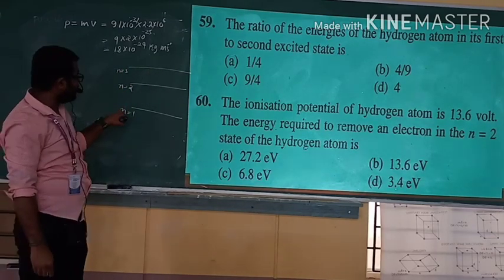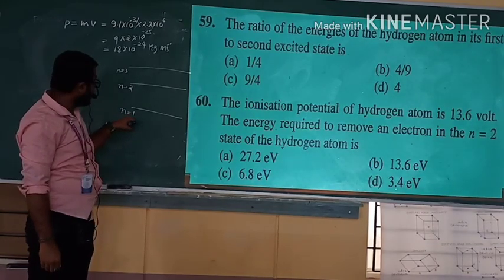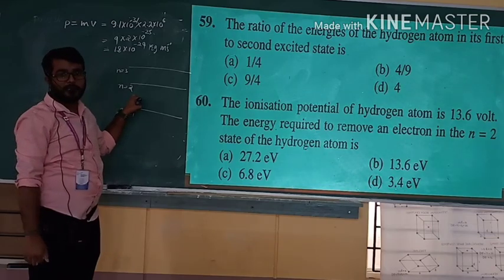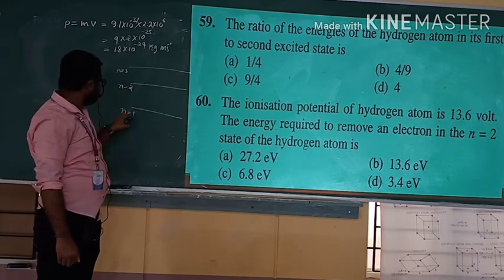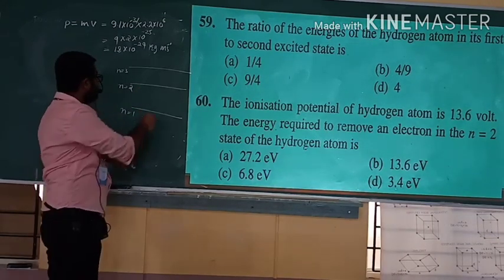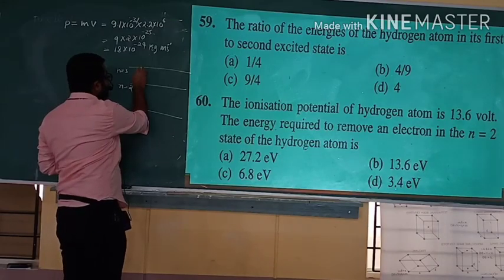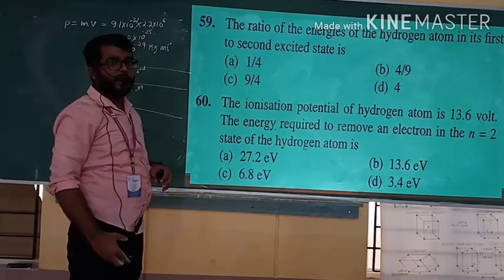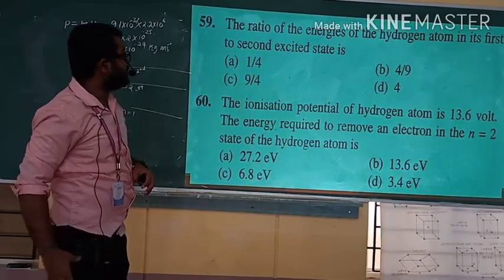Often in a hurry we take N is equal to 1 and solve, but if we do that, we will not get the answer. Understood? So N is equal to 1 is the ground state, N is equal to 2 the first excited state, and N is equal to 3 the second excited state. They ask us to find the ratio of energy of the first excited state.